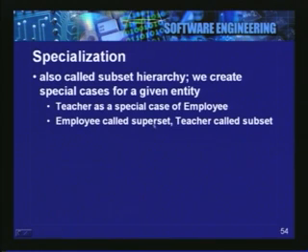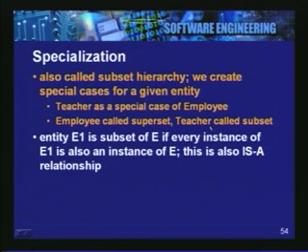Here the employee is called superset and teacher is called subset, or they are also called super type and subtype. In general, an entity E1 is called a subset of some other entity E if every instance of E1 is also an instance of E. We also call this relationship an is-a relationship. Now, what it means is that every teacher has to be an employee. That is, every instance of teacher is also an instance of employee. There cannot be a teacher who is not an employee. Of course, the other case may hold that there may be employees who are not teachers. So, the reverse is not implied.